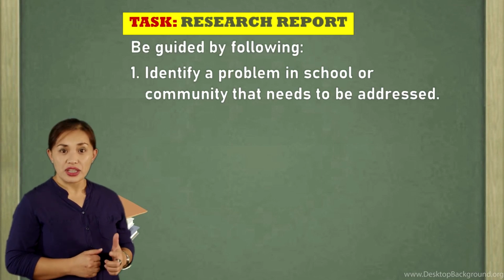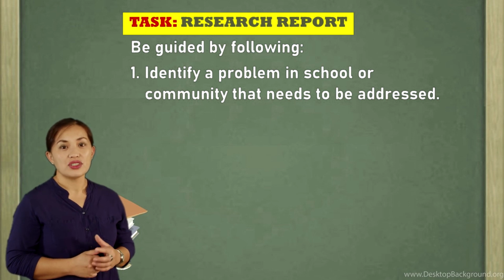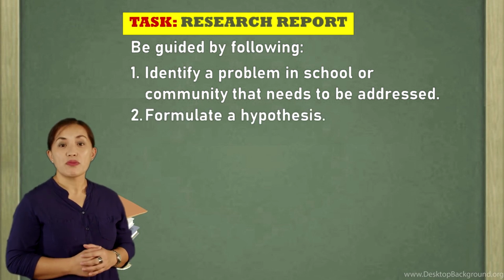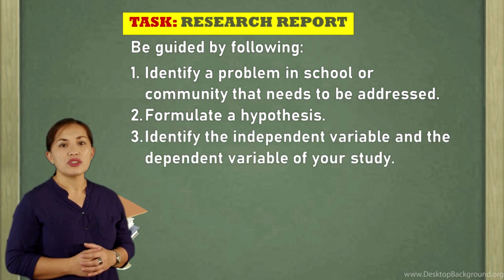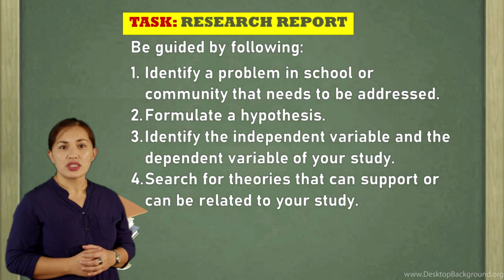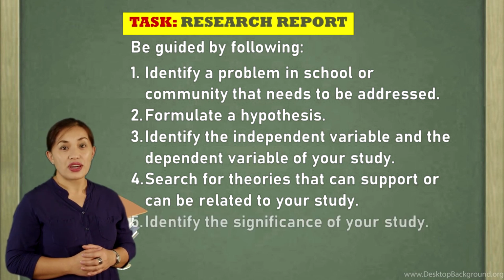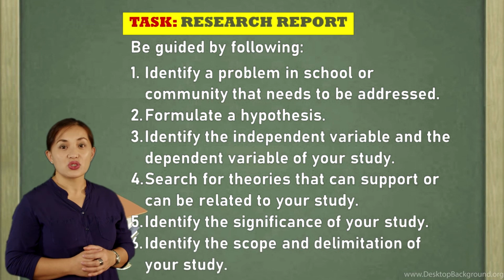1. Identify a problem in school or community that needs to be addressed. 2. Formulate a hypothesis. 3. Identify the independent variable and the dependent variable of your study. 4. Search for theories that can support or can be related to your study. 5. Identify the significance of your study. 6. Identify the scope and the limitation of your study.